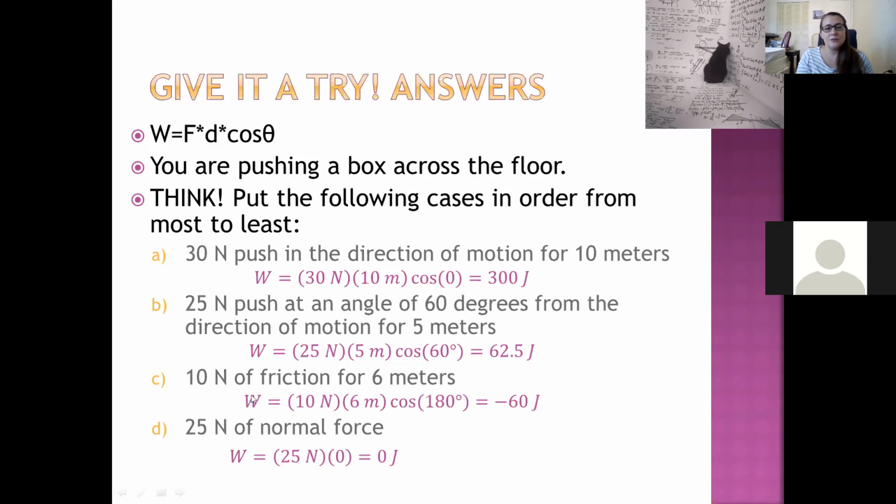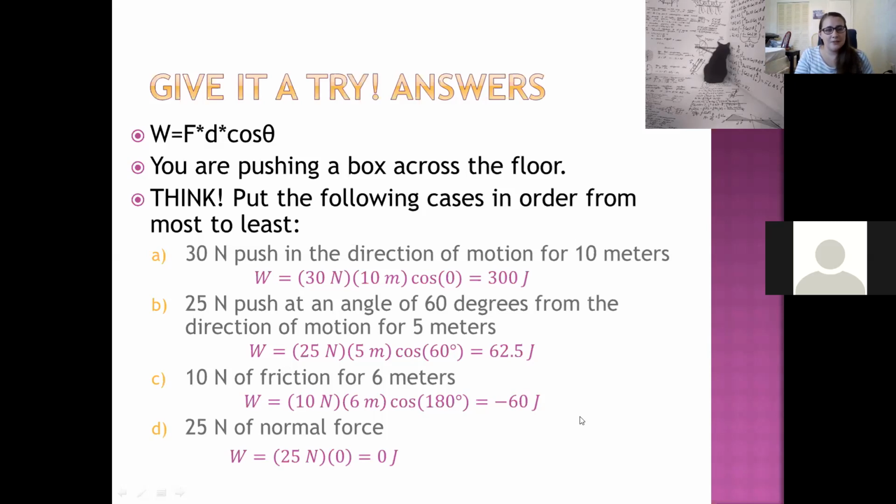In case C, the 10 newtons of friction for 6 meters. So 10 newtons is our force, 6 meters is our displacement. But remember, friction acts opposite the direction of motion, pretty much always. So that's 180 degrees, right? If it's moving this way and friction is pushing this way, that's a 180 degree angle between the two of them. So the cosine of 180 is -1, which gives us work of -60 joules. And if you guys remember a couple minutes ago, I had said that friction is usually negative work. It takes energy away from the system.